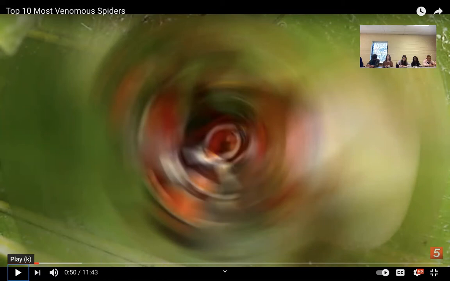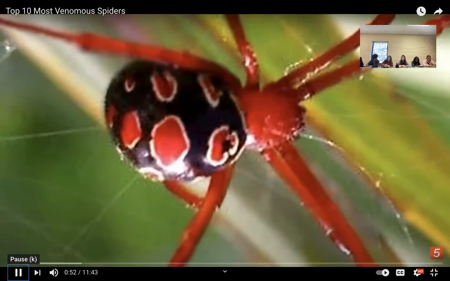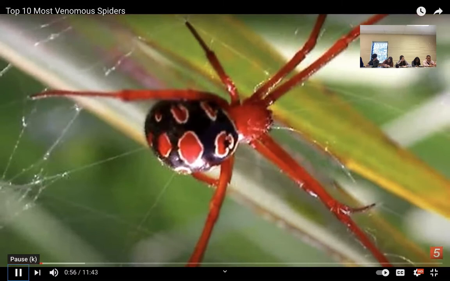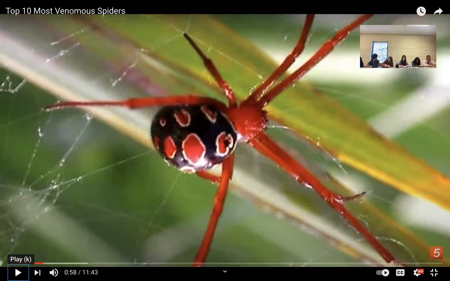Okay, so indigenous to South Florida, about an inch long. Its physical description: it sports a red-orange cephalothorax, its abdomen is black with yellow rings outlining the rows of red spots, and its legs are vermilion red. So a red-orange cephalothorax and then a black abdomen.